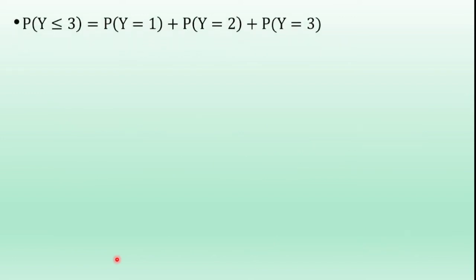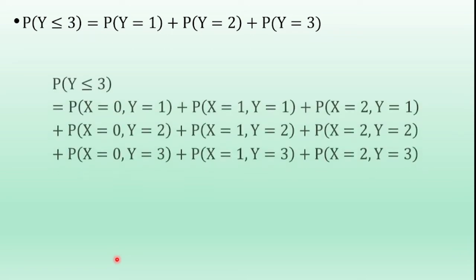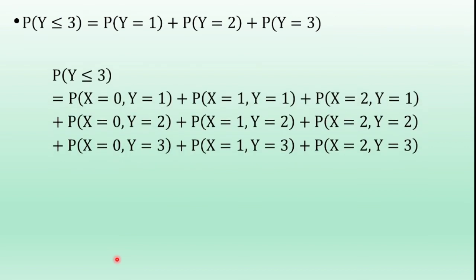The second part is to find probability of y less than or equal to 3. Y less than or equal to 3 means y is equal to 1, y is equal to 2, y is equal to 3. From the given distribution table, the range of y is 1 to 4 and x is 0 to 2. So P of y is equal to 1 means x is 0 to 2 and y is equal to 1. That is P of x is equal to 0, y is equal to 1, plus P of x is equal to 1, y is equal to 1, plus P of x is equal to 2, y is equal to 1.